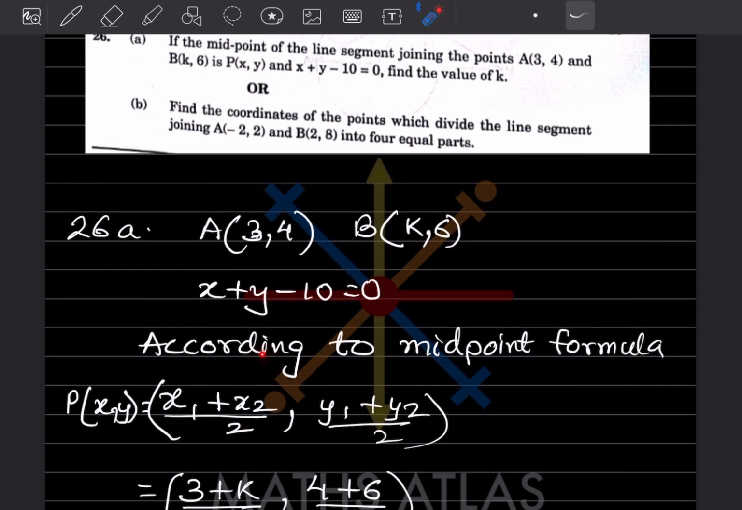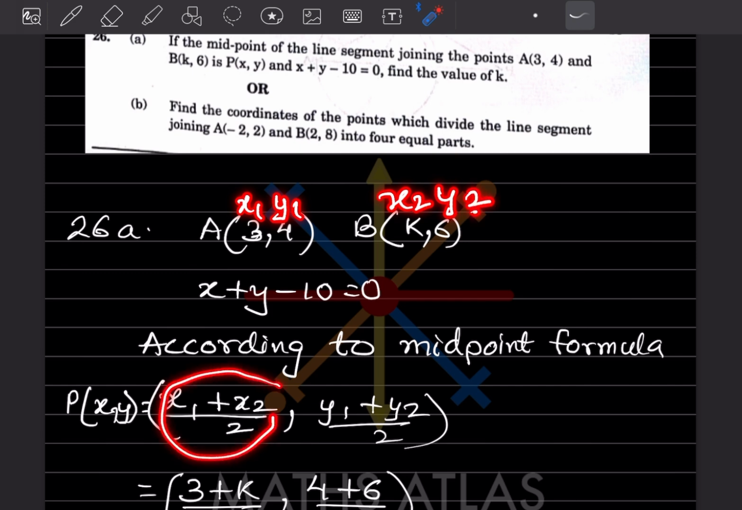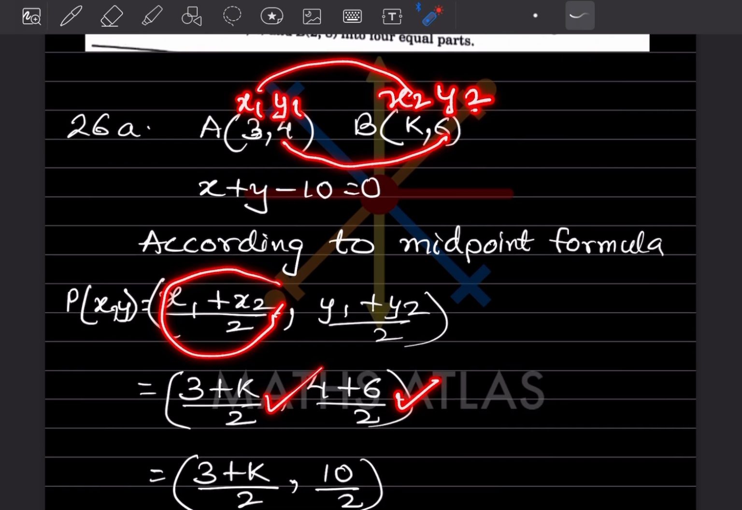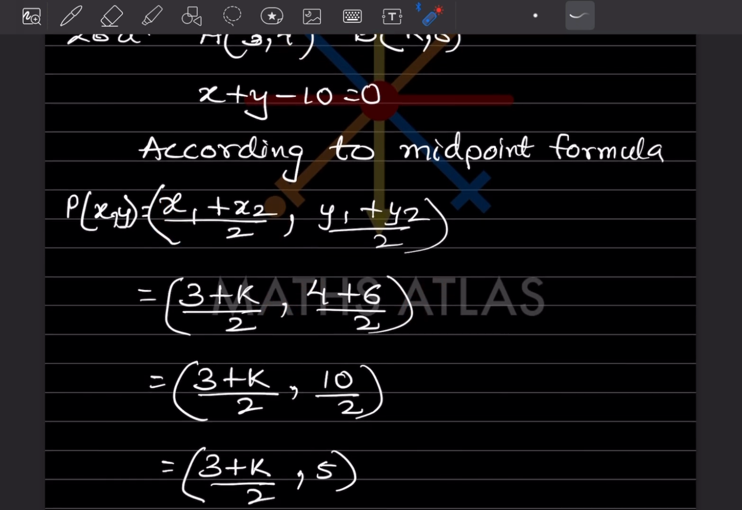According to the midpoint formula, because we have to find the value of k, P(x, y) is x1 plus x2 divided by 2, and y1 plus y2 divided by 2. So this is going to be x1 and y1, this will be x2 and y2. So we can just put the values using this. Here we can write 3 plus k divided by 2, and here 10 by 2, that is going to be 5.